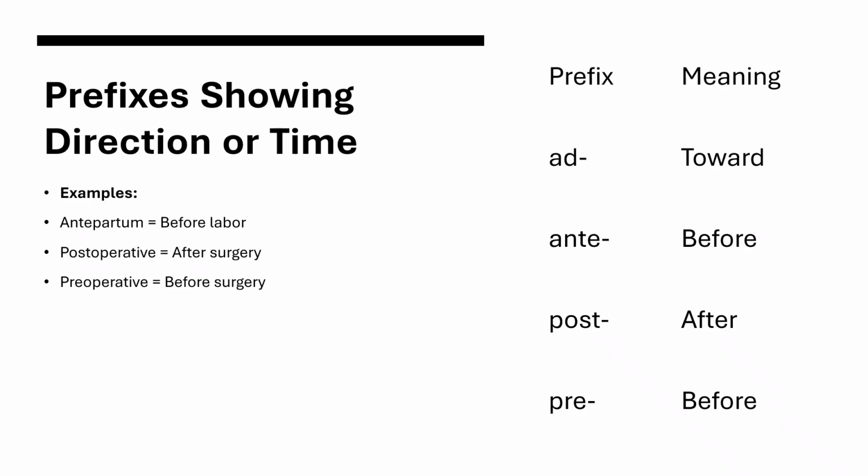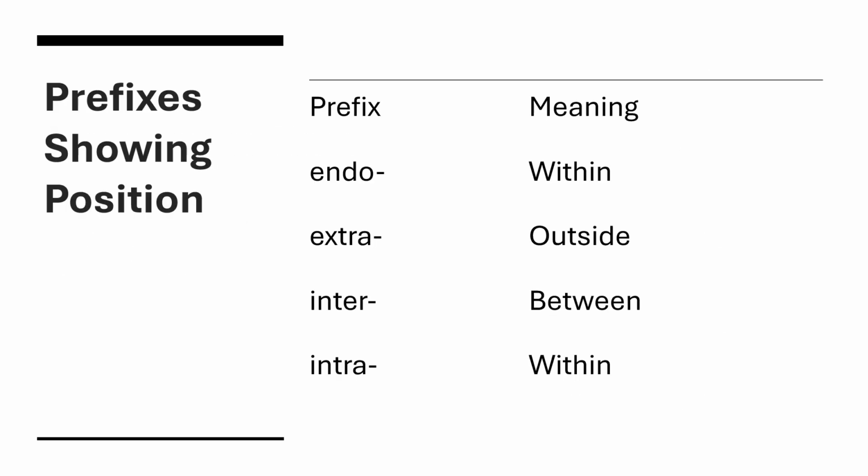These prefixes describe direction or timing. For example, post-operative means after surgery, while pre-operative means before surgery. These prefixes describe location or position inside the body. For example, intravenous means inside a vein, while extracorporeal means outside the body.